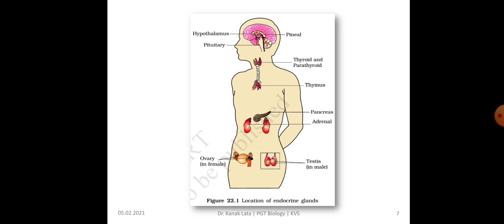This figure shows the different human endocrine glands. Testis and ovaries are shown in the same figure here. You may locate the position of different endocrine glands in our body.